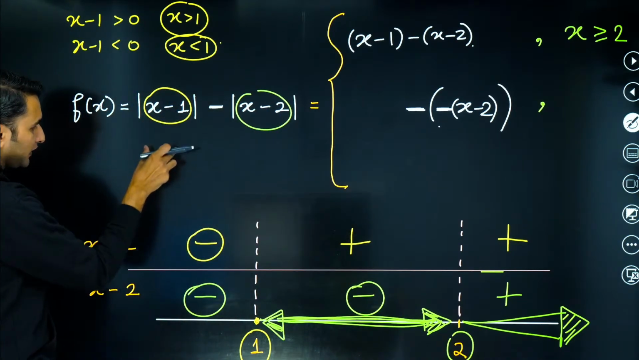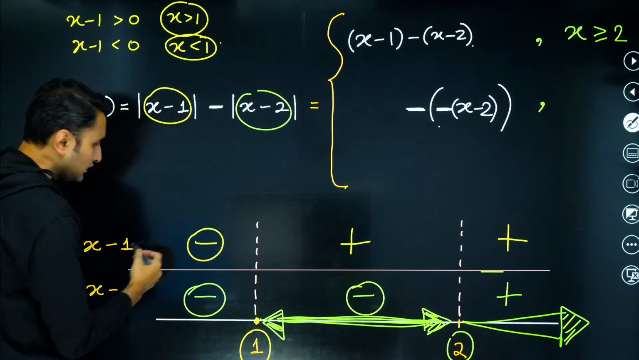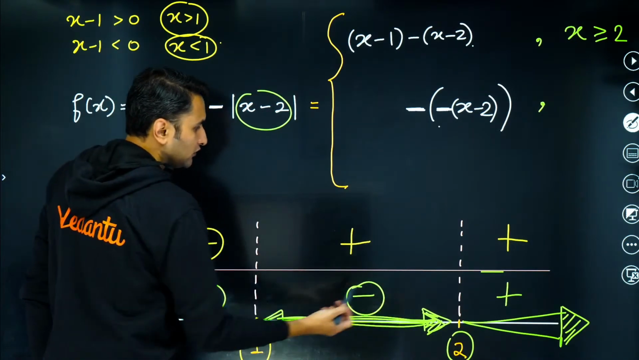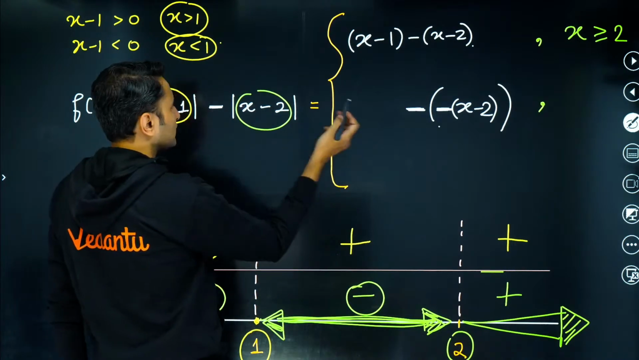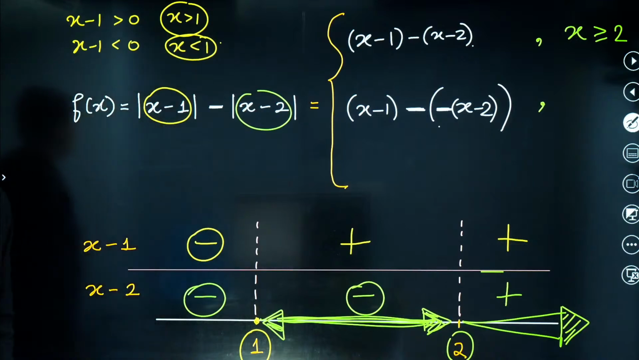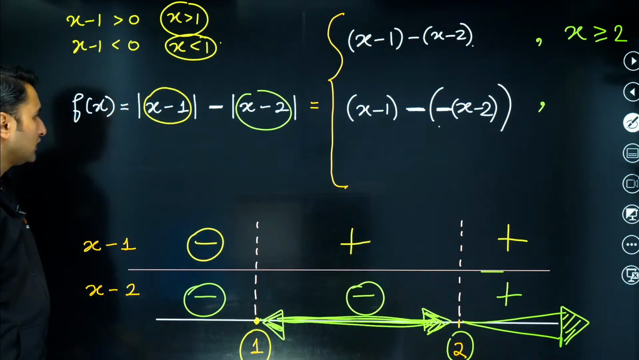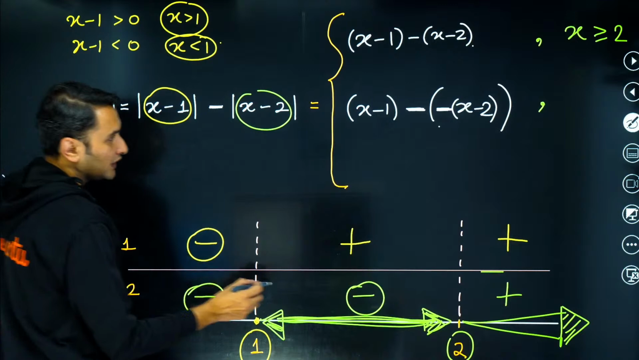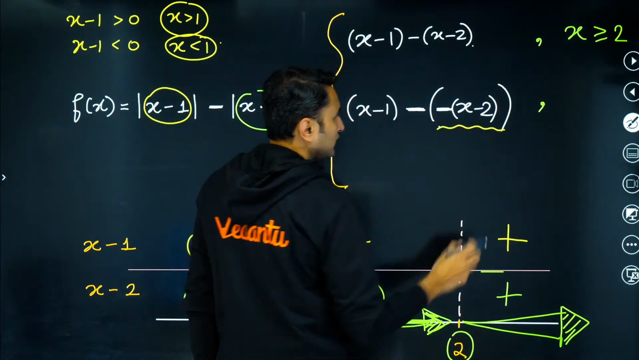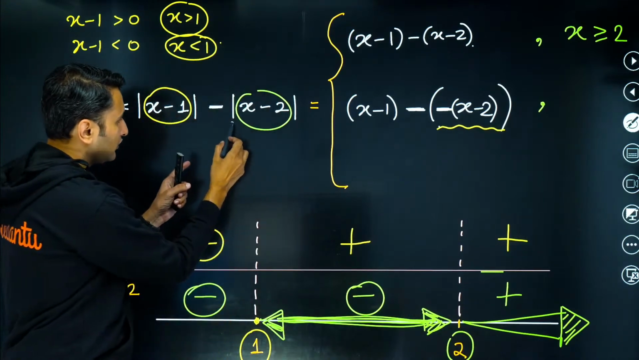Now let's come to x minus 1. Now x minus 1 was positive between 1 and 2. So it opens with a positive sign, no problem. Agree? Clear? So don't get confused. This is the modulus part. Alright, this part.